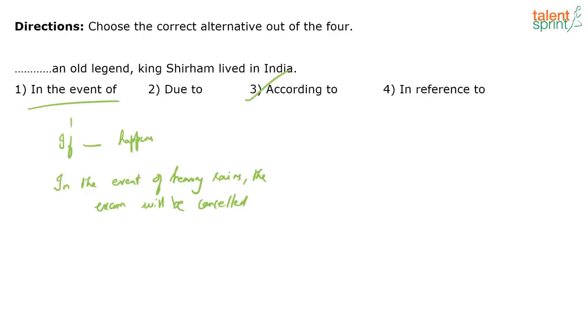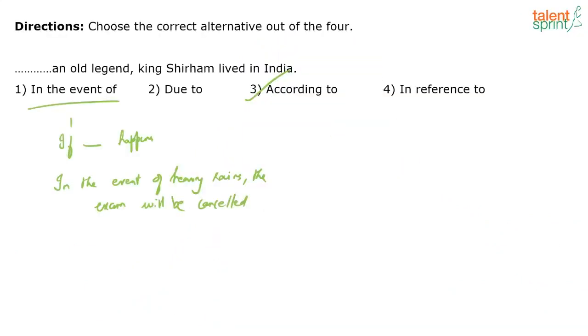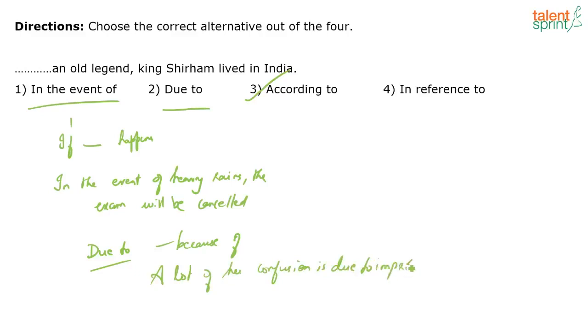Due to an old legend, King Shirham lived in India. That is not a logical construction at all. Due to means because of this, as a reason why something happened. So I can't say due to an old legend, King Shirham lived in India. It doesn't make sense. Are you following? Let's quickly look at an example sentence with due to. Due to brings in the meaning of because of. I can't use that, it's illogical in the context. I can say a lot of her confusion is due to improper planning.